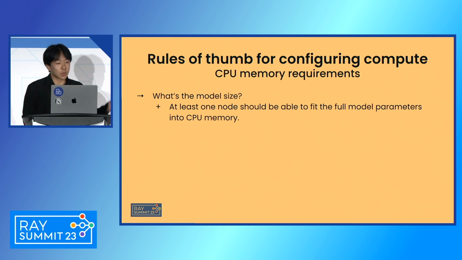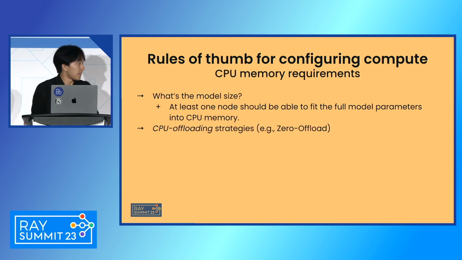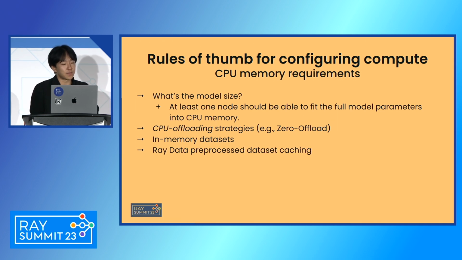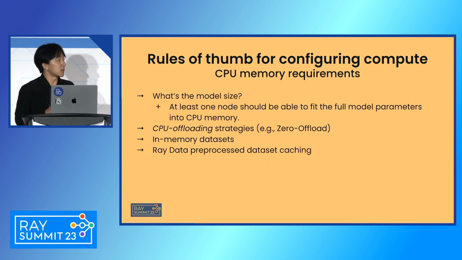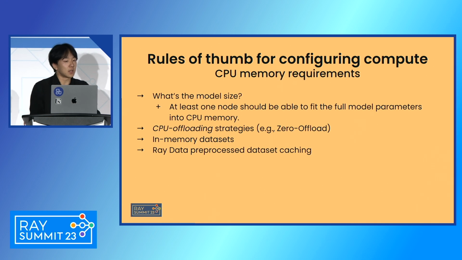Another note here is that different checkpointing strategies will also have different CPU memory requirements. If you, for example, gather your entire checkpoint onto the rank 0 worker, then you'll also have to incur another copy of the model parameters. Another knob that you can turn is CPU offloading, and this will also incur more CPU memory requirements. And if you need to load any in-memory data sets, this will also increase the requirements. And if you're using Ray Data, and if you attended the talk yesterday, and you are caching preprocessed data sets at intermediate layers, this will also bound your CPU memory requirement.